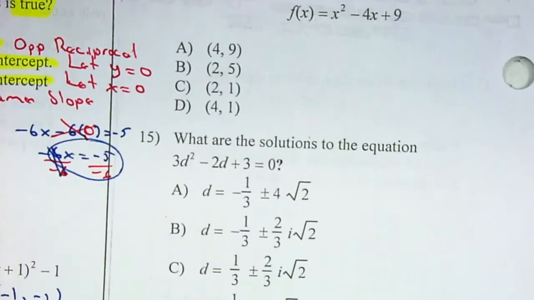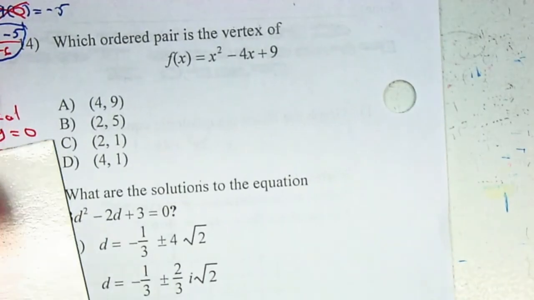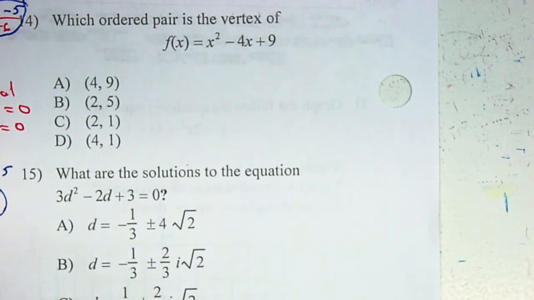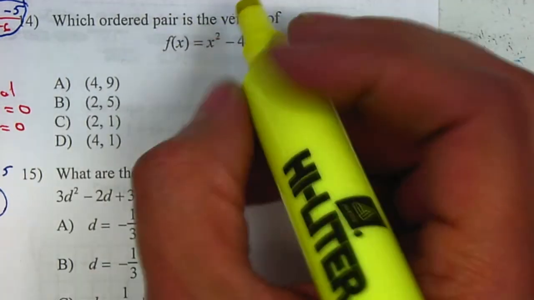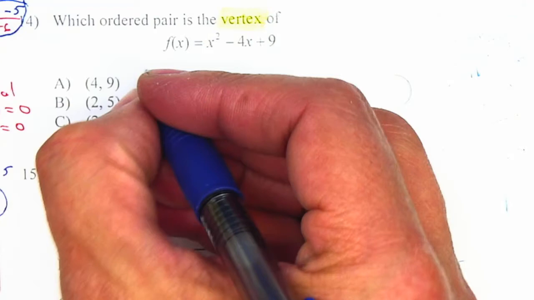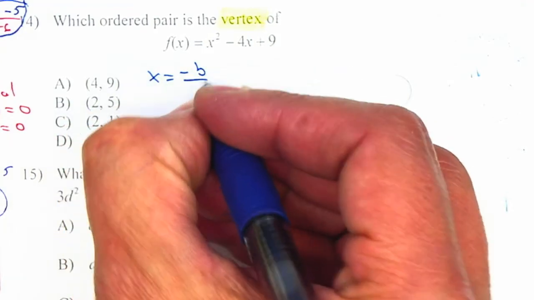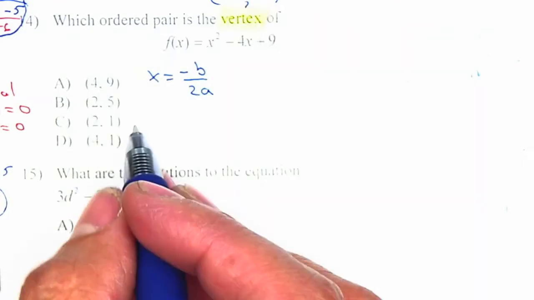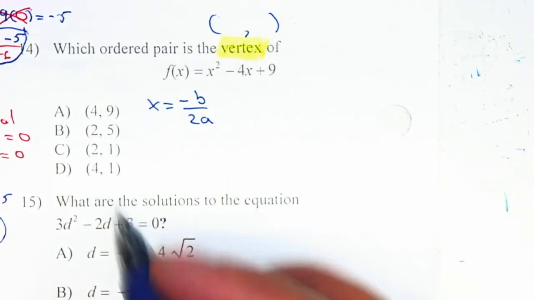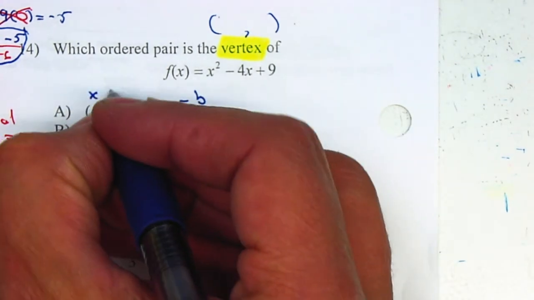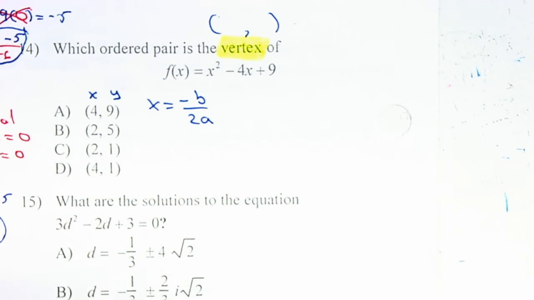Question number 14. It says, which ordered pair is the vertex? So I'm looking for the vertex. That should give you a clue that you need to use your vertex formula. Your vertex formula is x is equal to negative b over 2a. Remember, the vertex, you are looking for a point. And just by looking at the answers, you should be able to notice that this is not both x values. One of them is an x, the other one is a y.